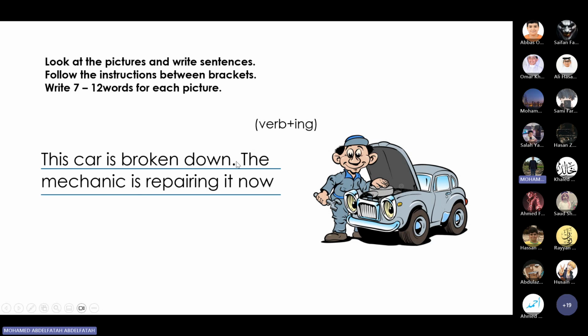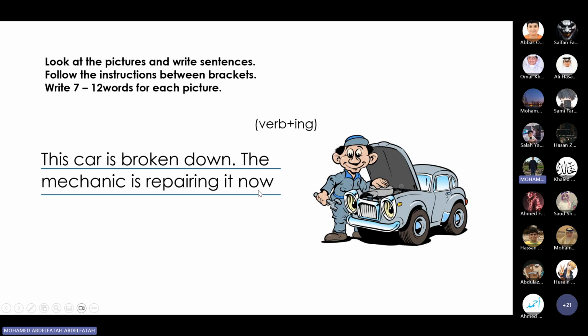Look here, students. The mechanic, this is the subject of the sentence, plus is. The mechanic is. You say, I am. He, she, or it is. We, you, or they with are. For example, we are repairing the car. You are repairing the car. He is repairing or fixing the car. Bravo, Hassan. Good reading. This car is broken down, not working. I mean, the mechanic is repairing it now, or at the moment.